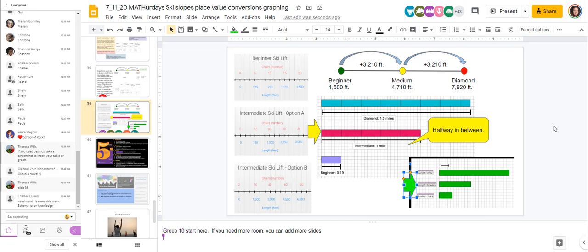So who can interpret this graph, this model, I should say? What does it mean, and why do you think they put the in-between where they did?